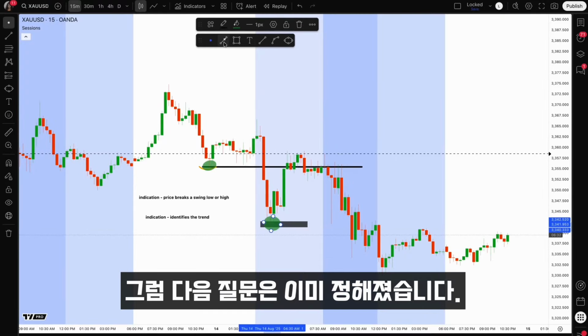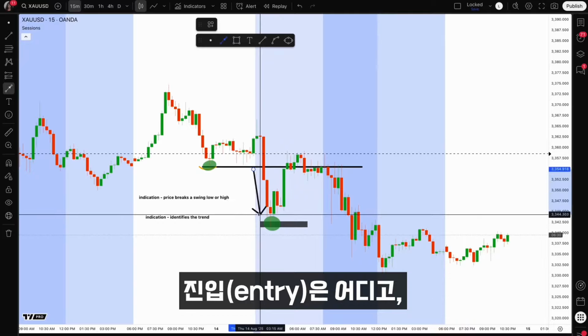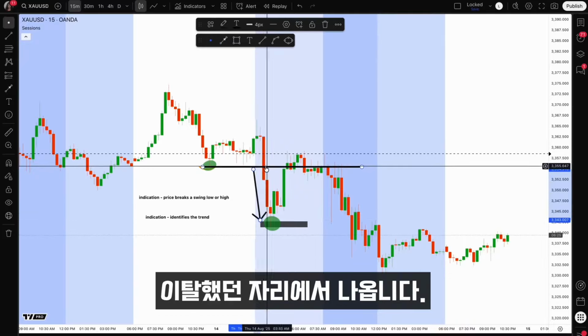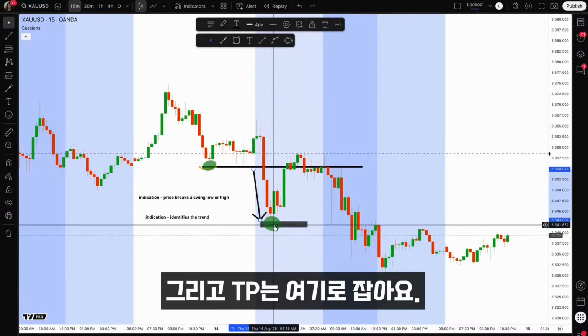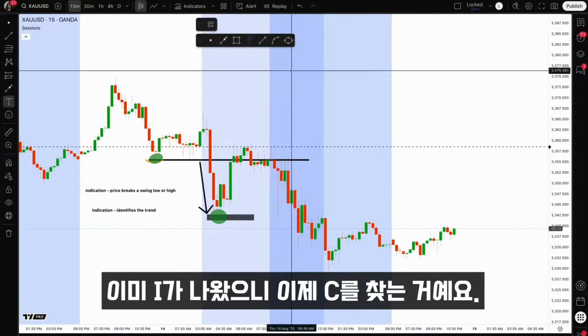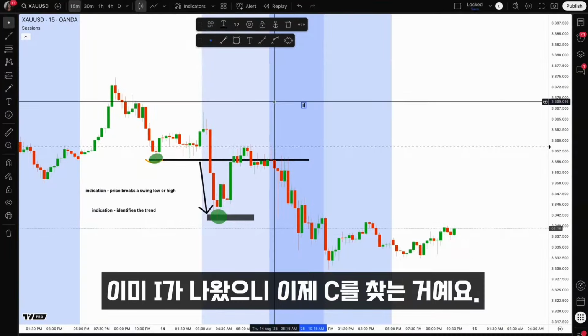So we know that question already. Where's our entry? Where is our TP? So our entry is always going to come from that level where the indication broke out from, and then our TP is going to be here. So next we wait for the correction. So we already have the I. So now we're looking for the C.